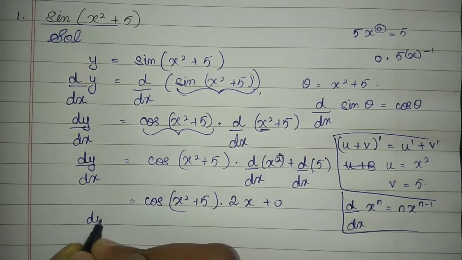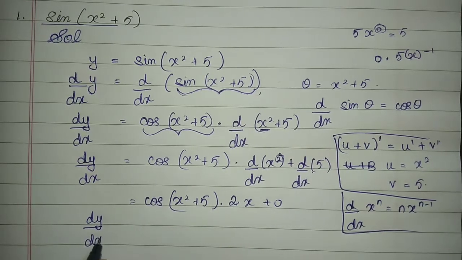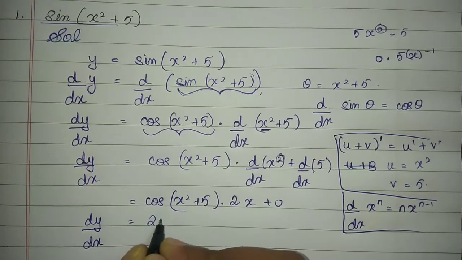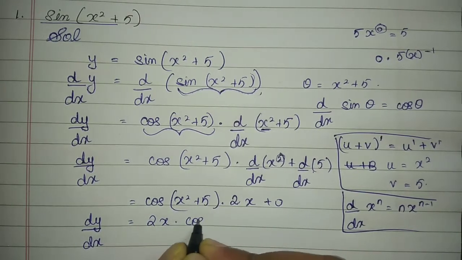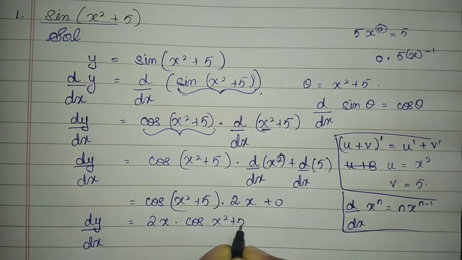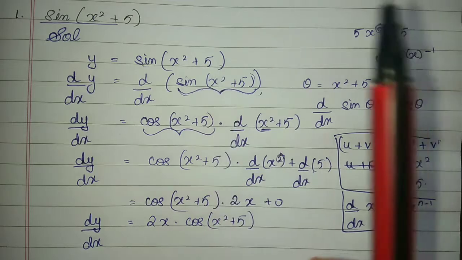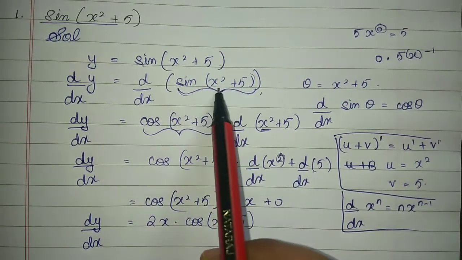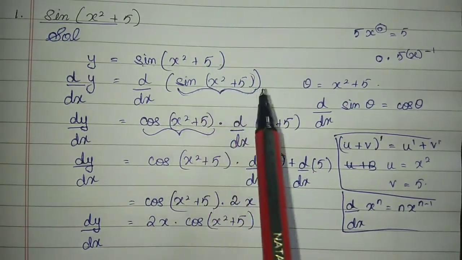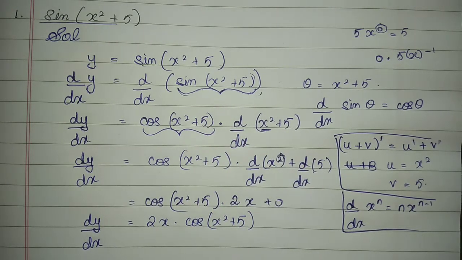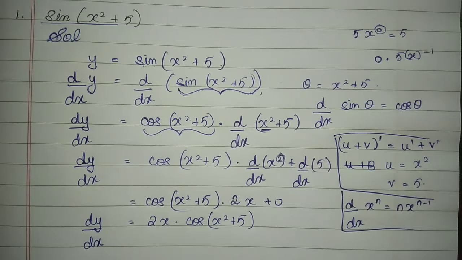So therefore the final answer will be d by dx is equal to 2x into cos x square plus 5. This is your answer. First, we will be differentiating for sine. Then we will be differentiating for the variable or any function that is inside sine. And then we will reach the final answer.